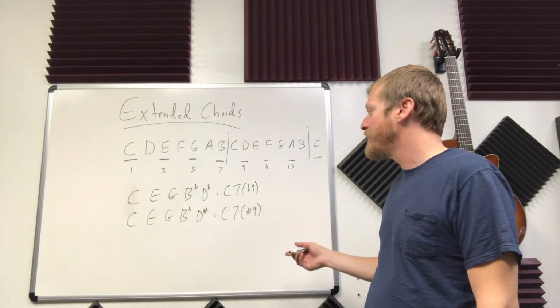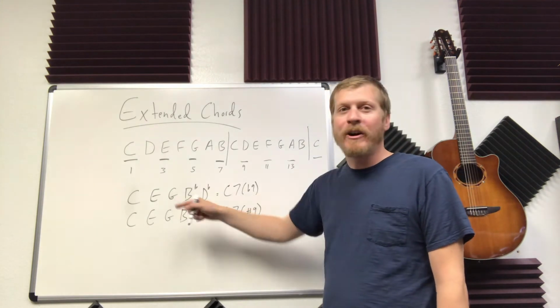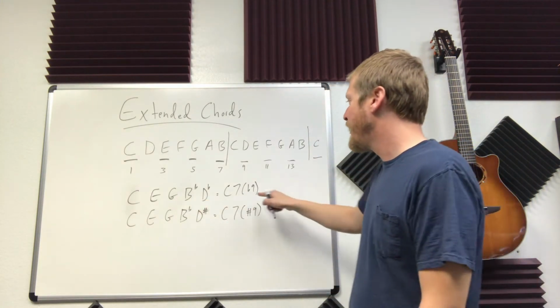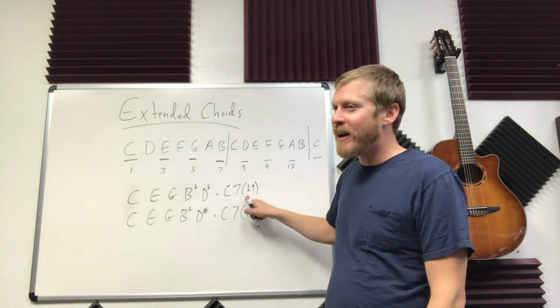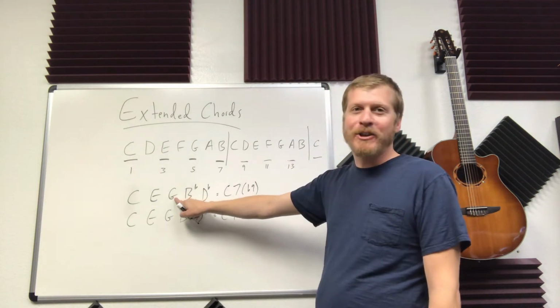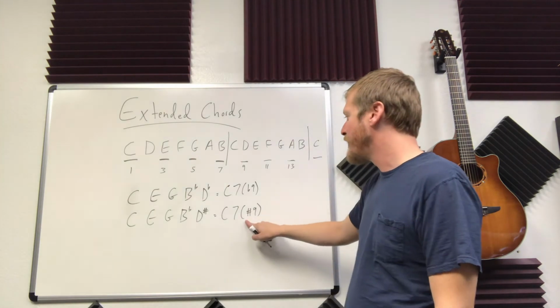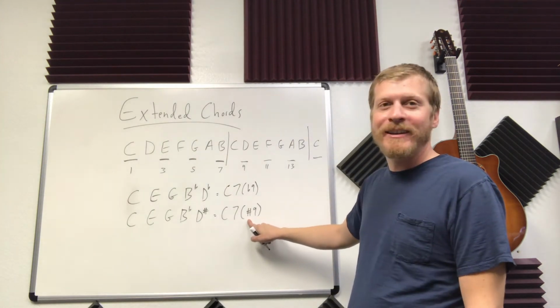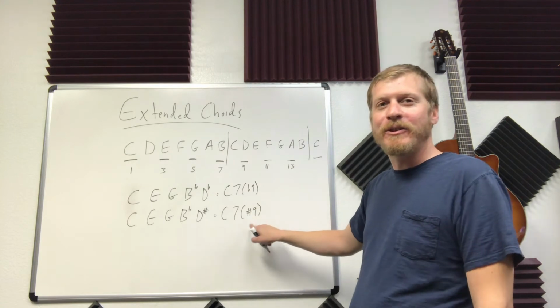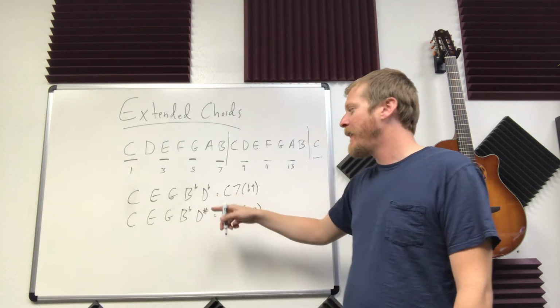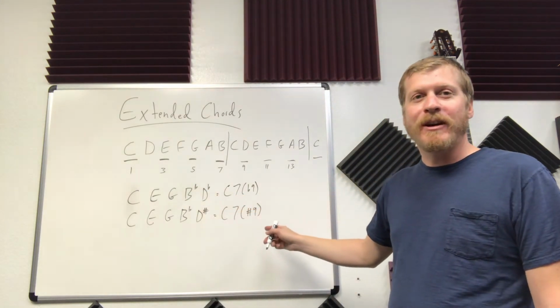You might also see them to have an altered 5th as well. We call those altered chords. So you could have a C7 flat 5 flat 9, or a C7 sharp 5 flat 9. So G would be flat or sharp depending, or a C7 flat 5 sharp 9, or a C7 sharp 5 sharp 9. Those are all possibilities. We call those altered chords. So the dominant 7 chords tend to have the most alterations with them that are commonly used.